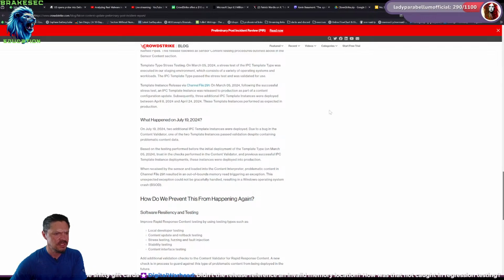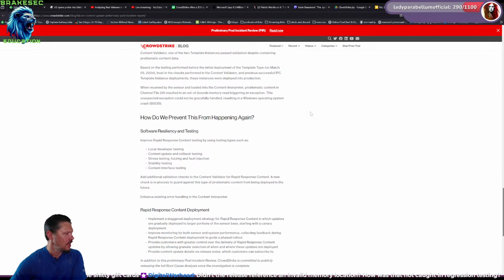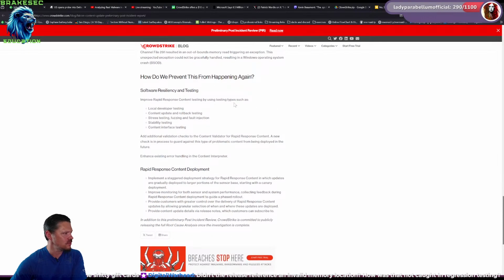Didn't the release reference an invalid memory location? How was that not caught in regression testing? Well, let's see. How do we prevent this from happening again? Improve rapid response content testing by using testing types such as local developer testing. Okay, so testing it on the local boxes. Content update and rollback testing, stress testing, fuzzing and fault injection, stability testing, content interface testing.